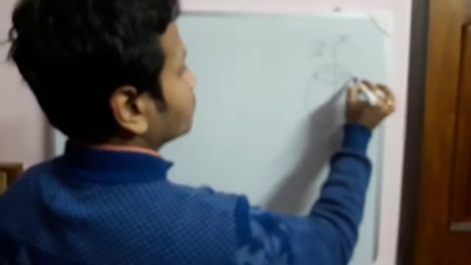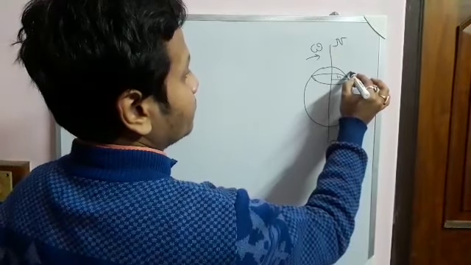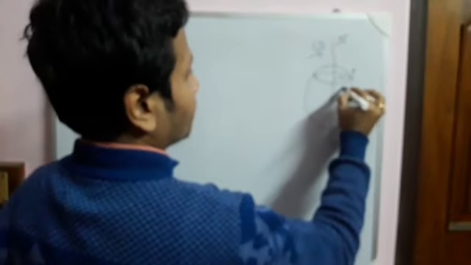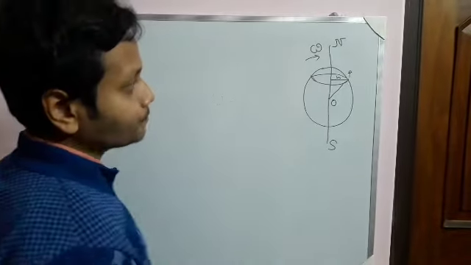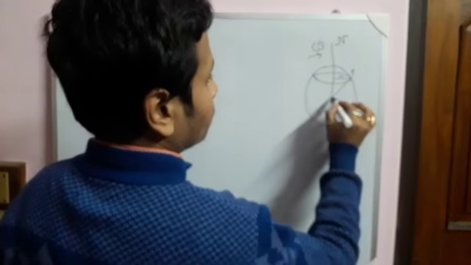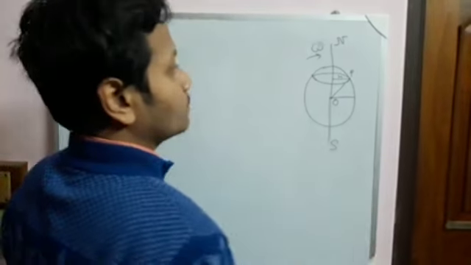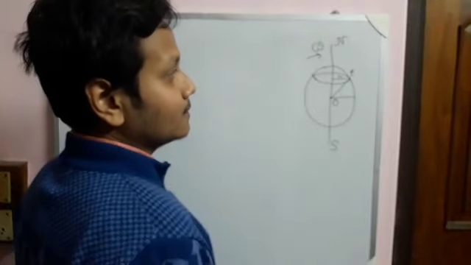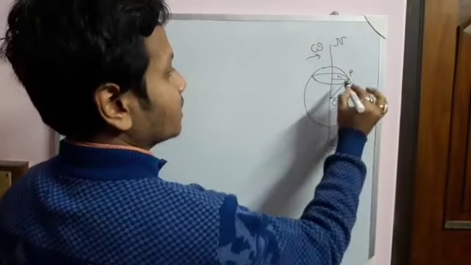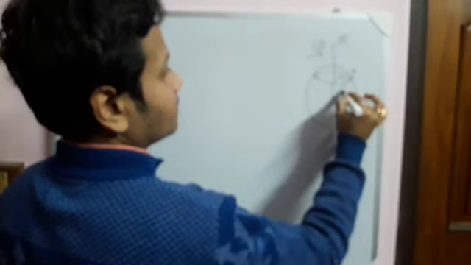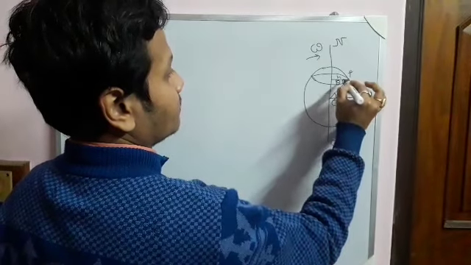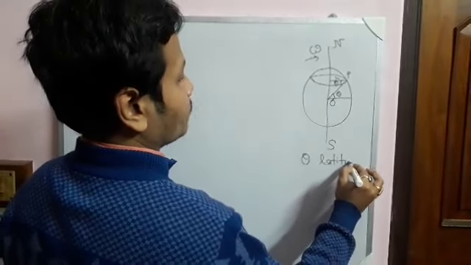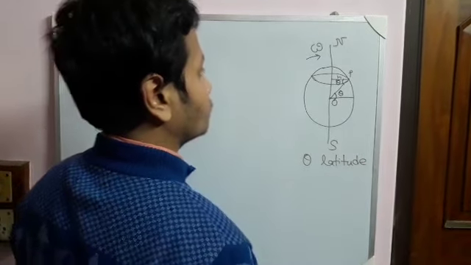Now we consider a point, say P, here. This is the center O. We connect O and P. The point P is located at theta latitude. That is, if this angle is theta, this is also theta. That is theta latitude. Remember it. The point P is located at theta latitude.